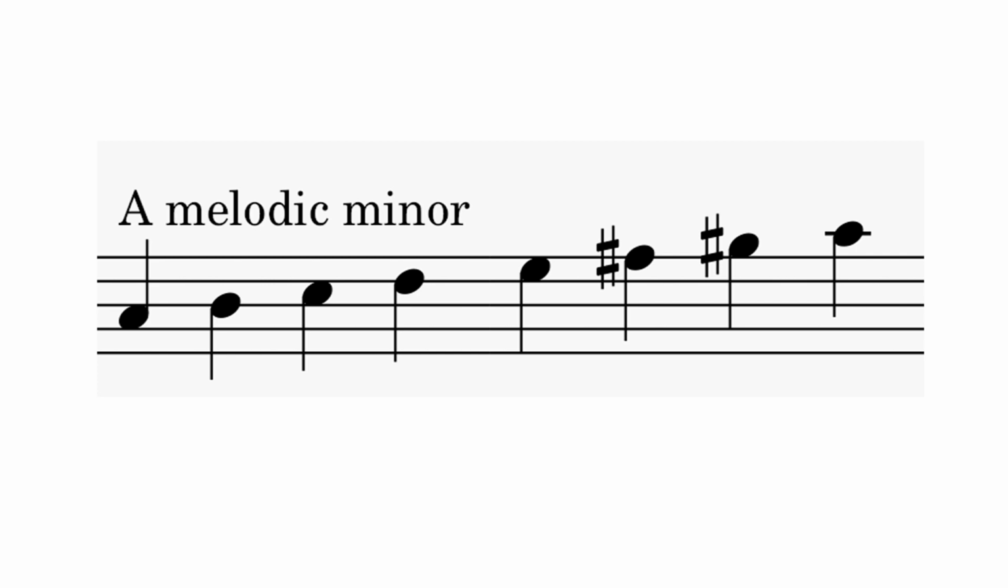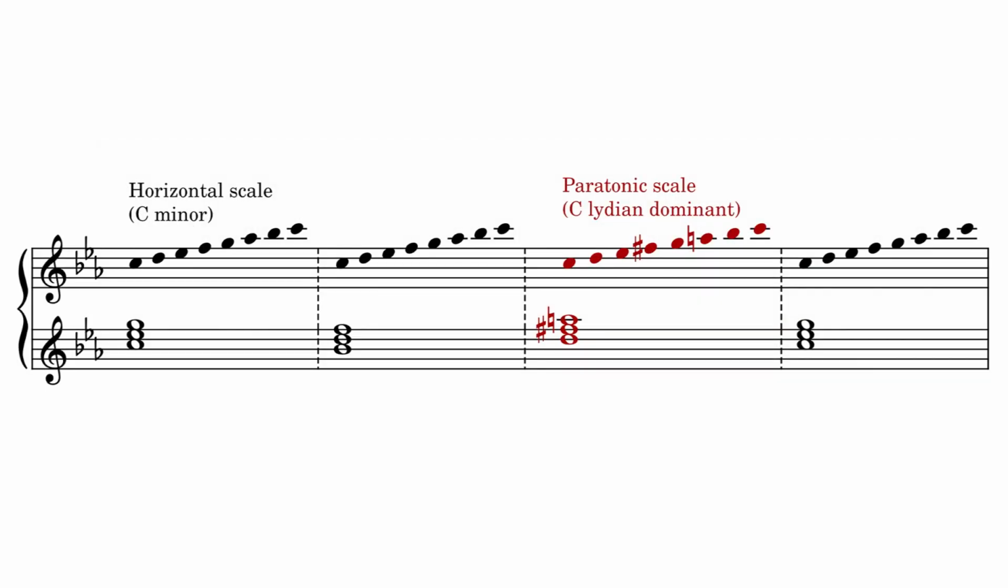But what happens if you use a different chord? How do you alter the scale to make it fit? This is when the paratonic scales appear. Paratonic scales are momentary scales you apply above a non-diatonic chord by altering the original horizontal scale. Let's see how they are constructed.